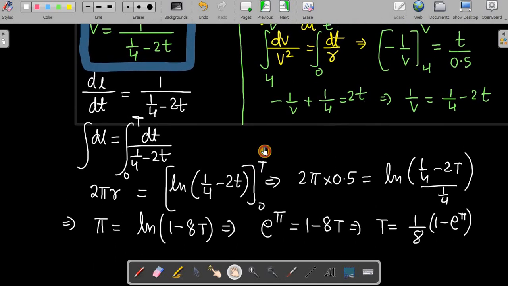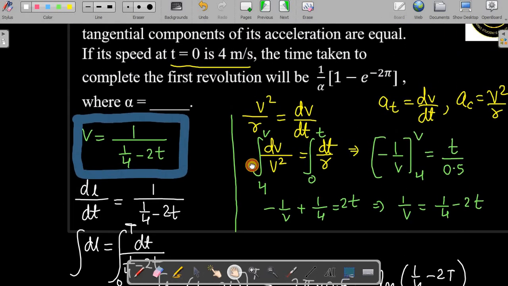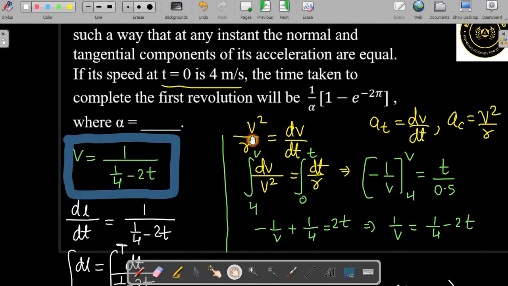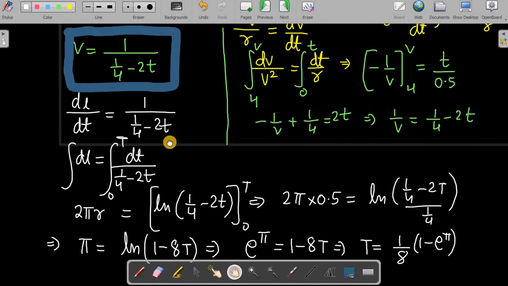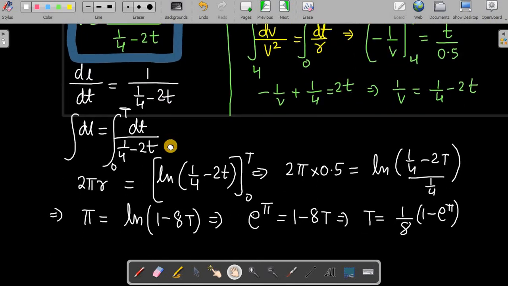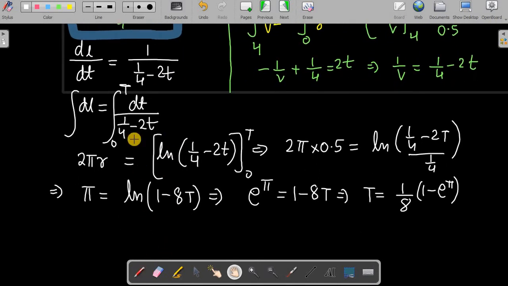Minus 2 pi. Why is minus 2 pi coming? Minus 2 pi. Velocity we have got correctly, 1 by 4 minus 2t. I think we need to also divide by the coefficient while integrating, this is an important point. So the coefficient of t is minus 2, so we need to divide by minus 2.